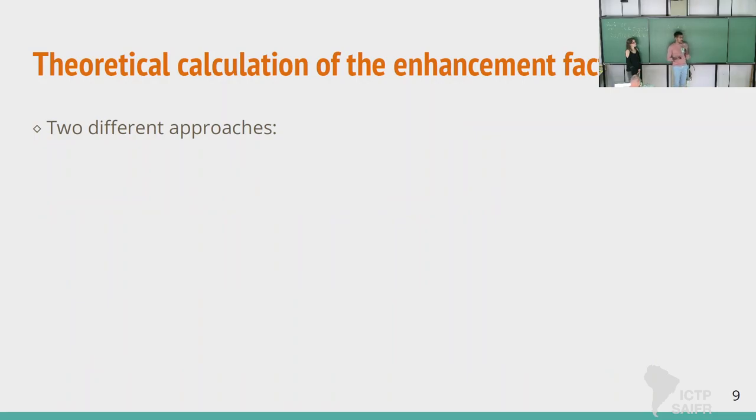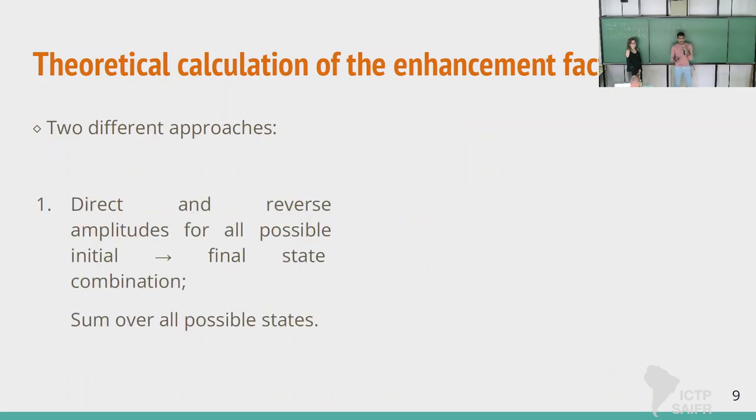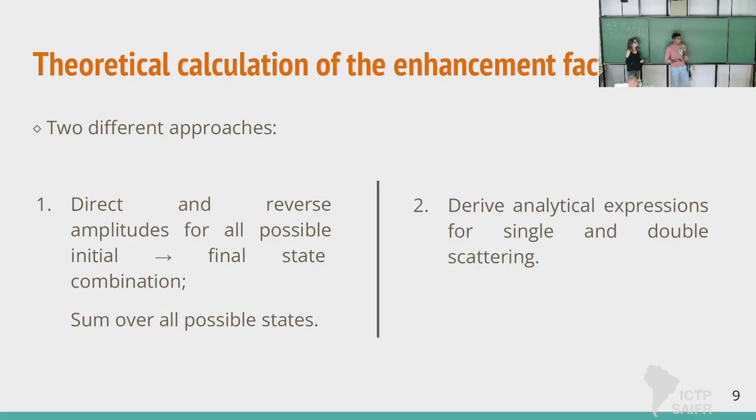They take two different approaches. In the first one, they basically calculate the transition amplitudes for all the combinations of initial and final states, and then they sum over all possible states. In the second approach, they derive analytical expressions for single and double scattering, and they come to the conclusion that both approaches give the same results.